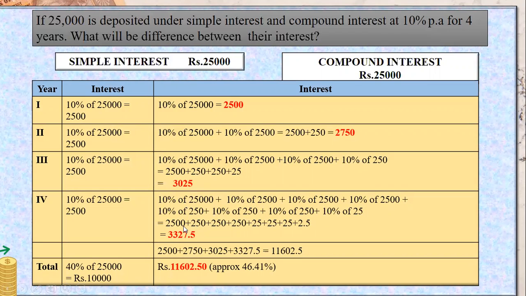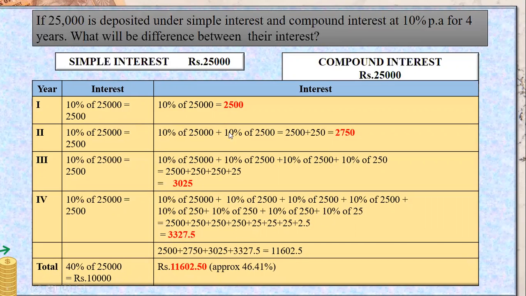In the same way, for the fourth year it will be 10 percentage of 25,000 plus 10 percentage of 2,500 plus 10 percentage of 2,500 plus 10 percentage of 250 plus 10 percentage of 2,500 plus 10 percentage of 250 plus 10 percentage of 250 plus 10 percentage of 25. For each and every interest we need to take the interest on it. Interest for the interest should be taken, and only then can we say it is compound interest. So when I add everything, we'll be getting 3,327.5.